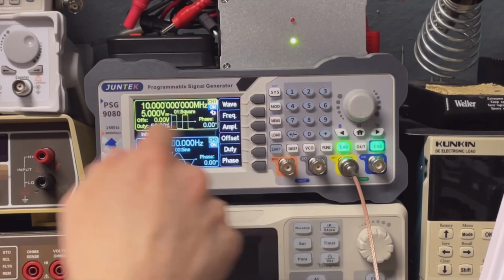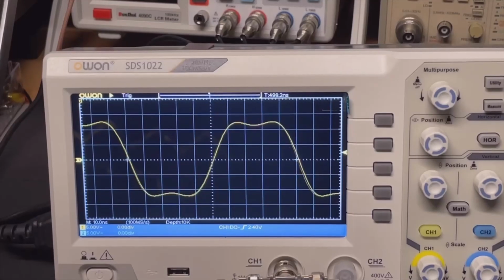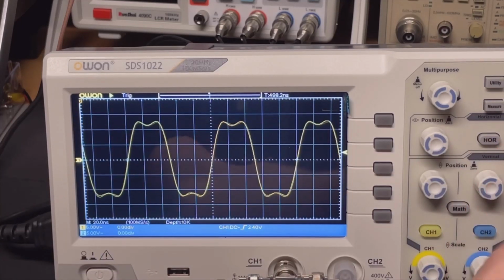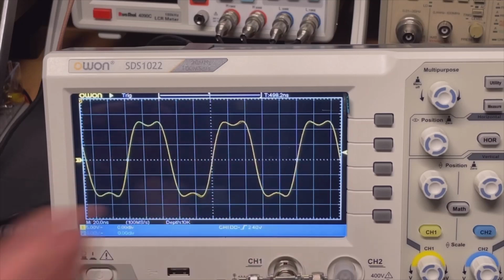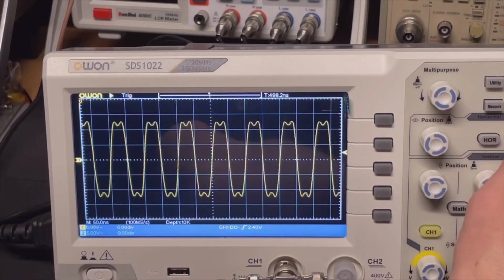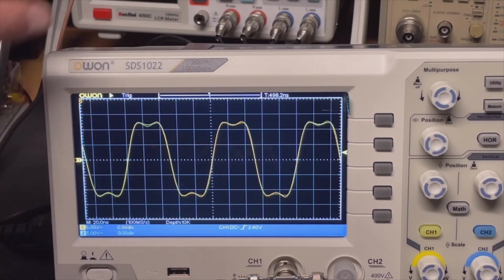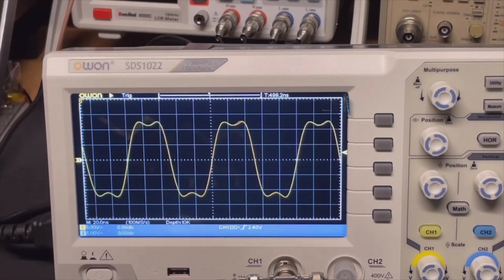Let's see what that will bring. Okay, here we are at the 10 megahertz square. And as you see, it already started to look like a trapezium. And that is purely because of the sample rate. And we can do a little bit like this, and then it looks a little bit more like a square. But this is purely the sample rate, and we are only at 10, and the oscilloscope can do 20.